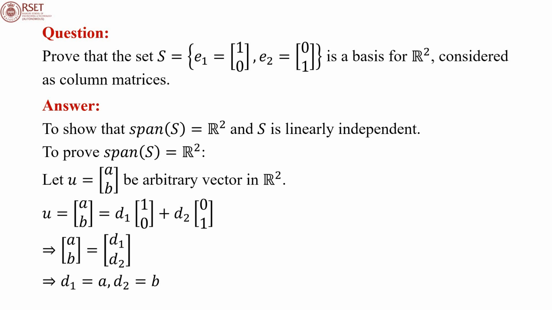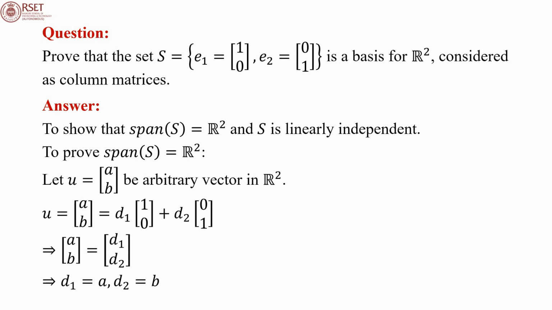First example is just the same as what we have discussed so far. Prove that the set S equal to {(1, 0), (0, 1)} is a basis for R2 considered as column matrices. So in order to prove that a given set is a basis for a vector space, we will have to prove that this given set is linearly independent and that it spans R2. So first we have to prove that the span of S is equal to R2. In order to prove that, we will have to prove that every element in R2 can be expressed as a linear combination of the elements in S.